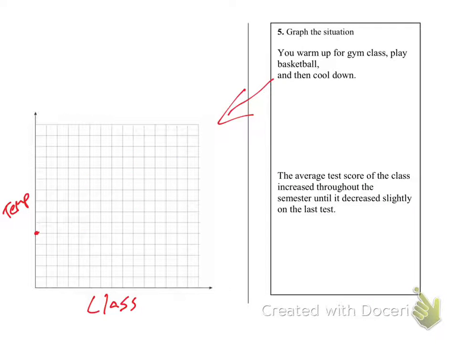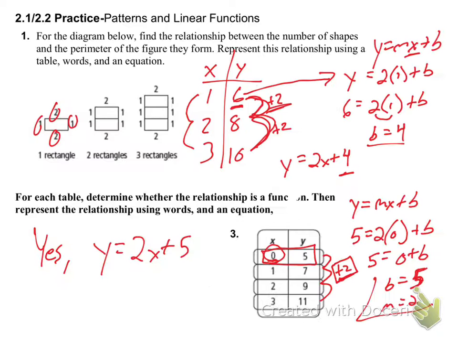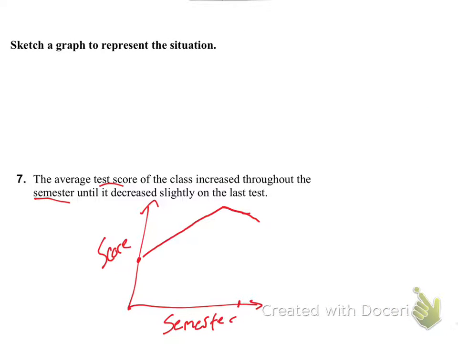All right, the average test score of the class. Let me erase this quick. So the average test score of the class increased throughout the semester until it decreased slightly in the last test. Well, that was one we just did right here.